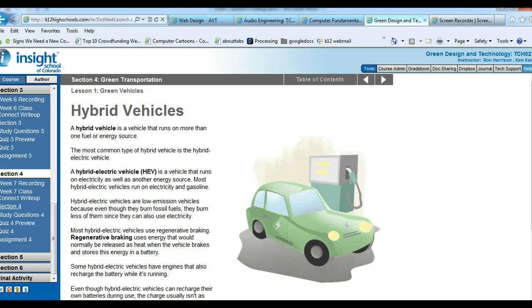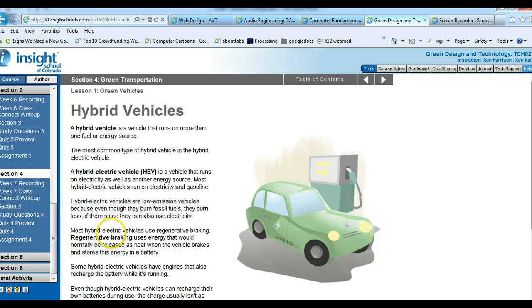Then we get into hybrid vehicles. And hybrid vehicles, they run on more than one fuel or energy source. So the common one is the hybrid electric, which means it runs on electric sometimes, and then runs on gasoline the rest of the time. The thing about hybrids is obviously they're low emissions because they don't burn gasoline all the time. However, to get the electricity that you use to charge up your hybrid, a power plant is probably burning coal to charge that up. So you need to think about that.